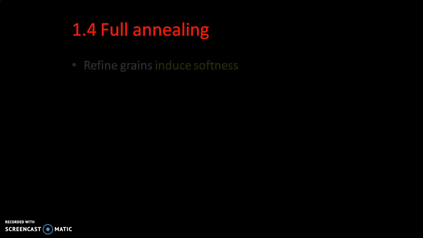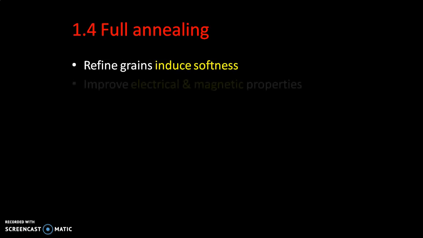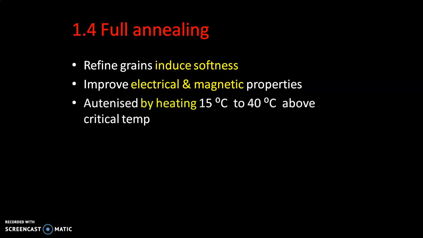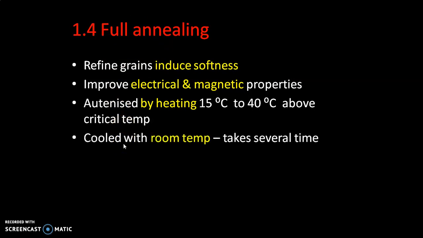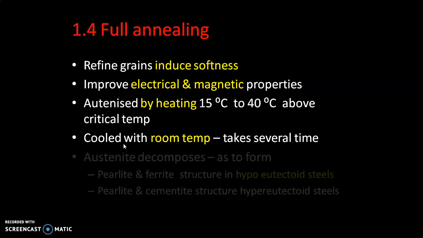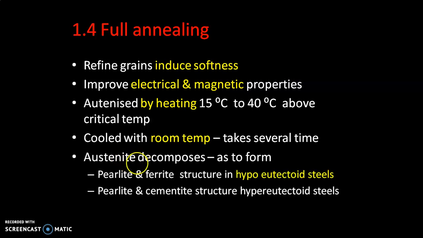Fourth one, full annealing. It refines grains, induces softness, and improves electrical and mechanical properties. This is the main purpose of full annealing. The steel is heated to form austenite, 15 degrees Celsius to 40 degrees Celsius above the critical temperature. Cooled to room temperature, it takes a long time. The austenite decomposes to form pearlite and ferrite structure in hypoeutectoid steels, and pearlite and cementite structure in hypereutectoid steels.